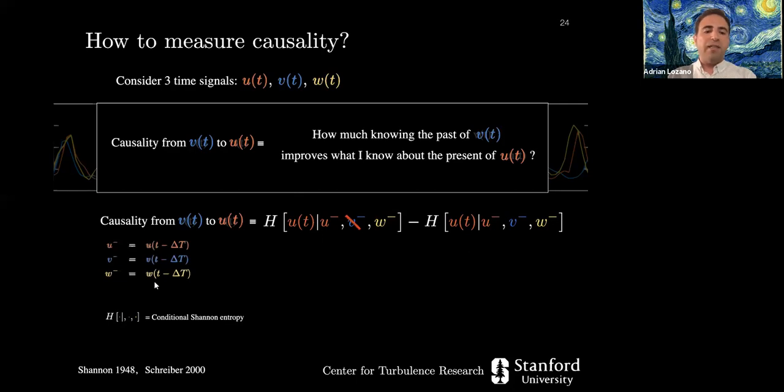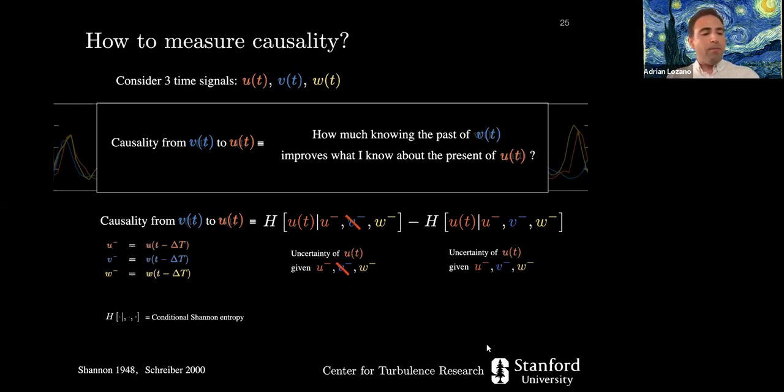And then I'm defining these signals here that are the lag in time. So I'm using the minus to denote that they belong to the past. And then these two terms, what they mean is, the first term is the uncertainty of this variable U, given that I know the past of U and W, but I don't know the past of V. And then this is the conditional entropy, assuming that I know everything. And if you think about it, this difference is exactly what is giving me the extra information that is coming from the variable V. And this is the way of formalizing this.